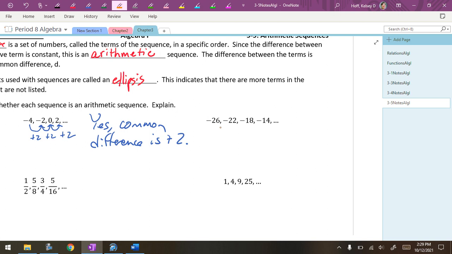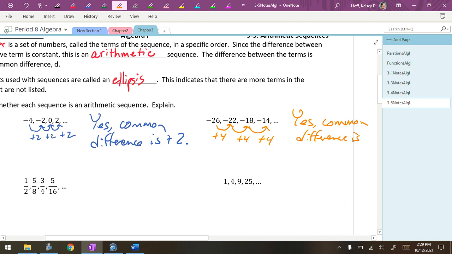-26 to -22. -22 to -18. -18 to -14. Is this arithmetic? Yes. The common difference is +4. The common difference is +4. Okay?